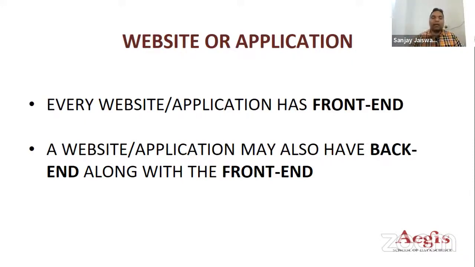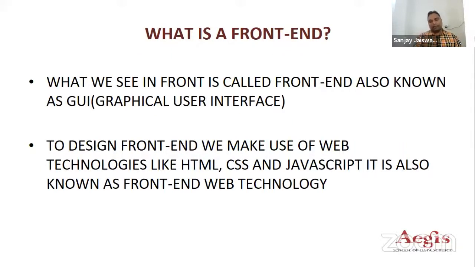So if a company wants to develop a website or web application, they have to work on two important parts. One is the front end, and the other is the back end. When I say a developer has to develop a full-fledged web application, he will either be working on the front end, or on the back end, or he might have knowledge of both.